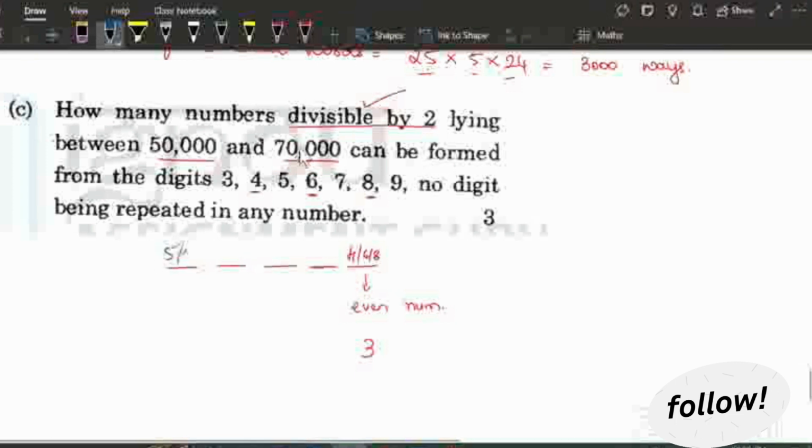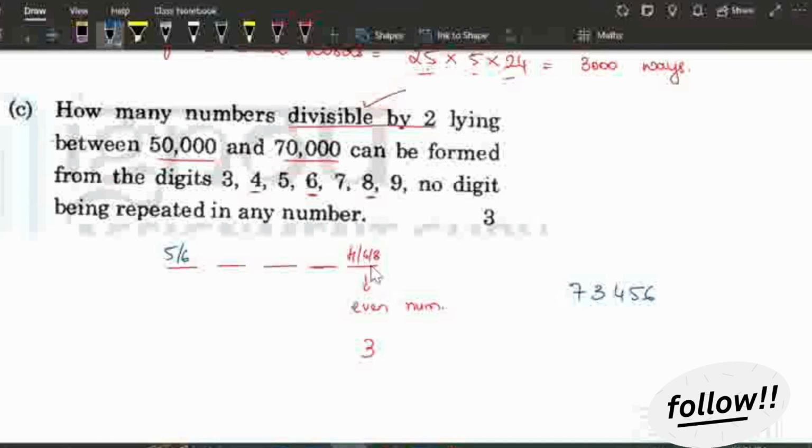Because if it starts from 7, then the value is going to be greater than 70,000, right? Because you see, we don't have zeros. Suppose I have something like this, then it is greater than 70,000. It has to be in the 50,000 to 70,000 range only. Therefore, the first digit cannot be 7. First digit must be 5 or 6.